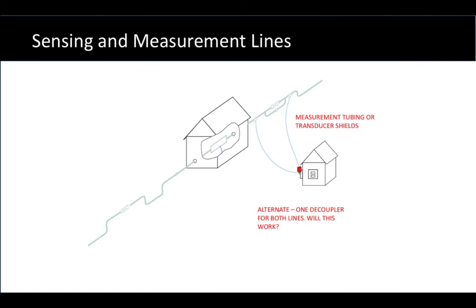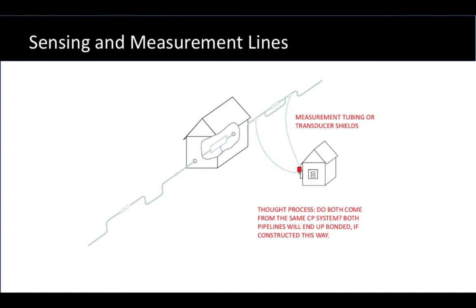Well, before we address that, let's even say that we could take the two decouplers and we could make that become just one if it were located at the common point, which is where these lines come to the measurement building. Therefore, both of these tubes or shields would bond to a common decoupler terminal before the other decoupler terminal ties to the building grounding system. Is this going to work? Is that an acceptable approach?